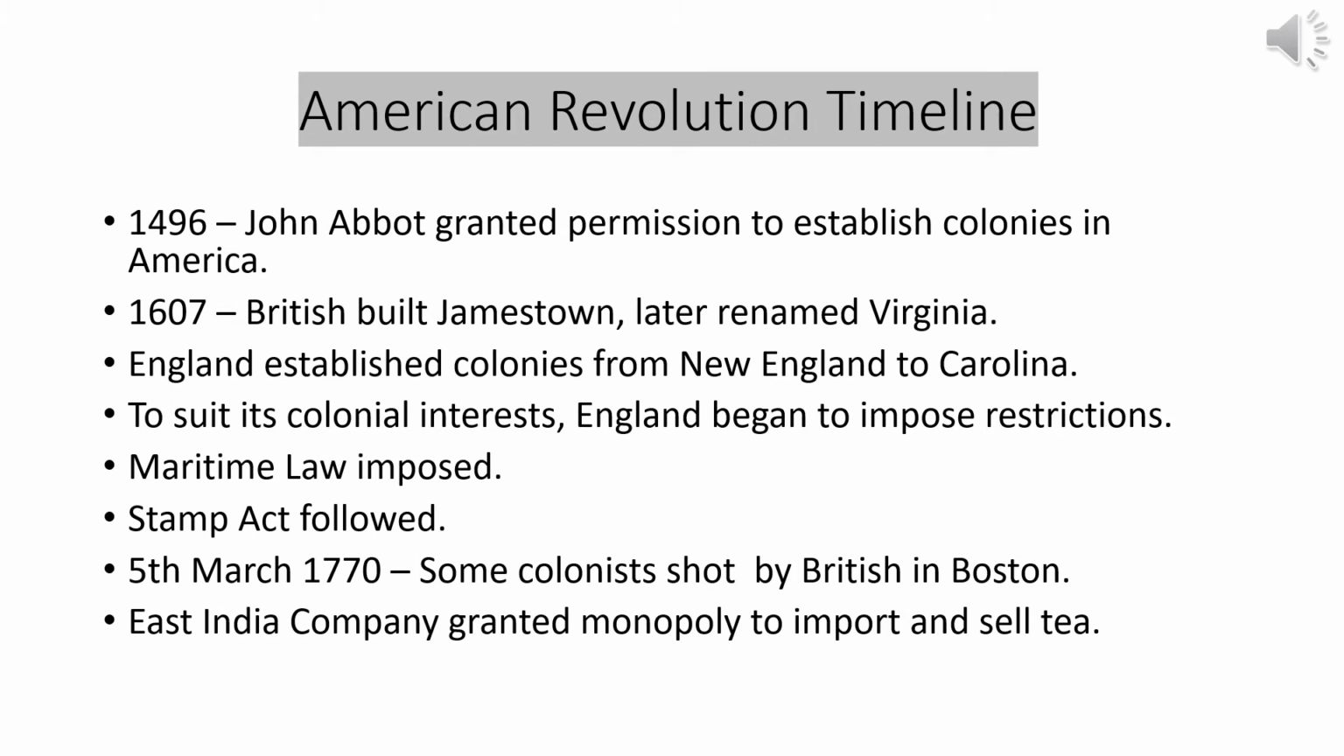Afterwards, England established its colonies in the coastal regions of North America, stretching from New England to Carolina. Along with earning commercial benefit, welfare of the home country was added to the colonial intentions during the reign of Queen Elizabeth. To suit its colonial interests, England began to impose restrictions on the colonies. The Maritime Law was a step in this direction. This law authorized only the British companies for sea transport.